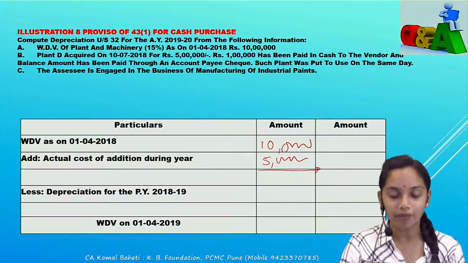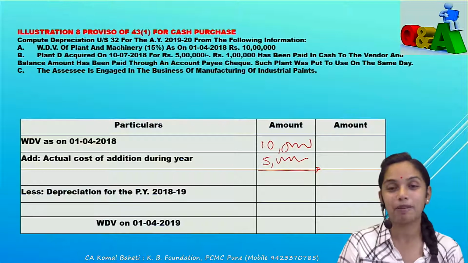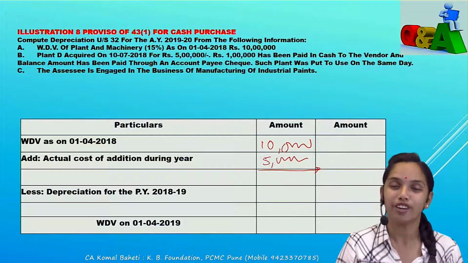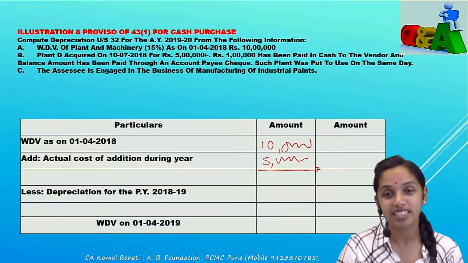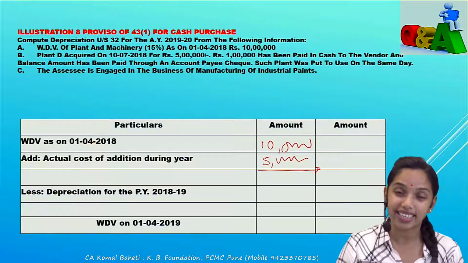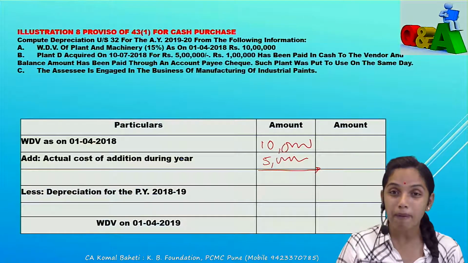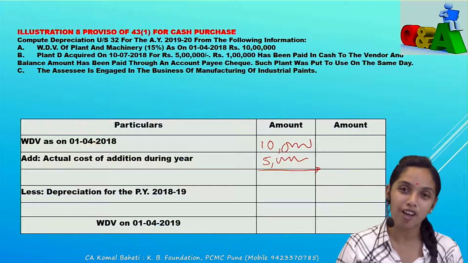Is it correct? No. Why? Out of that, 1 lakh has been paid in cash and the Proviso to 43(1) would be applicable. It says that if you had made a payment in cash to a single person in a single day, if the amount exceeds 10,000, that part of the cost should be ignored for the purpose of actual cost.